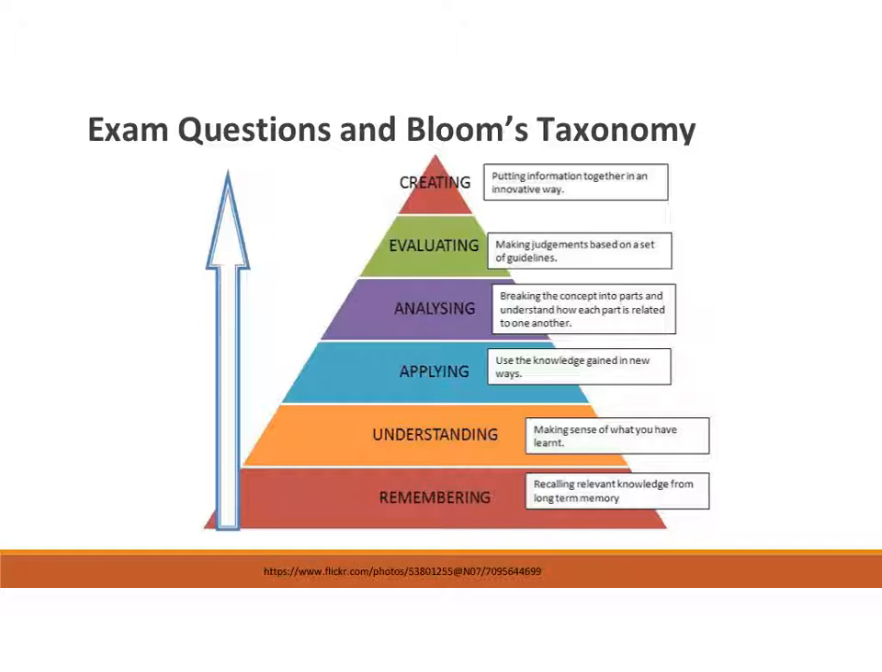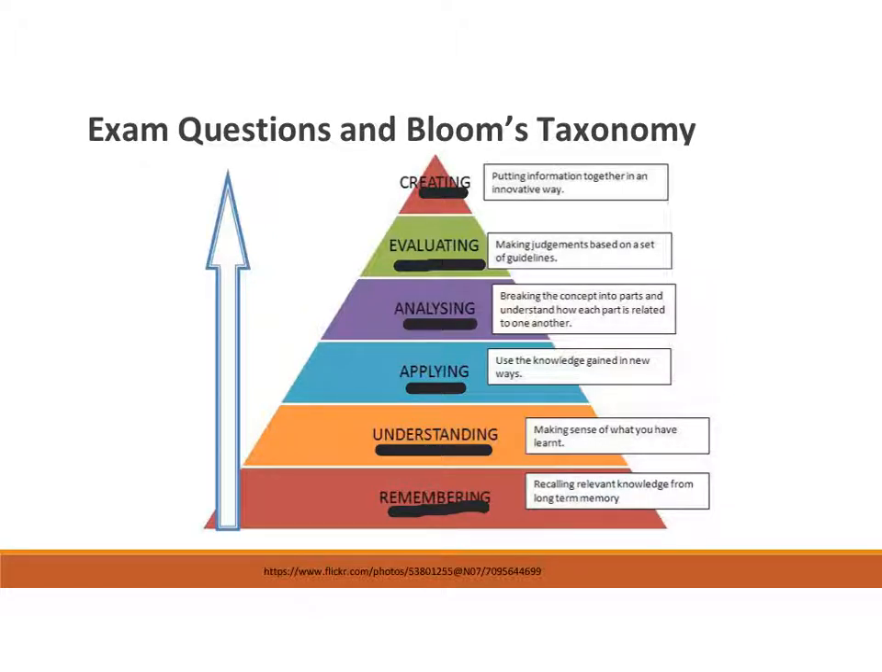And those words were changed a little bit over time, but we see them here in this revised Bloom's taxonomy chart, where we have at the very bottom remembering, dealing with just basic recall of information, then up from there to understanding, making sense of what you've learned, applying, using the knowledge gained in a new way, analyzing, breaking a concept into parts and understanding how the part is related to one another, evaluating, which is making judgments based on a set of guidelines, and then creating, which is putting information together in an innovative way.